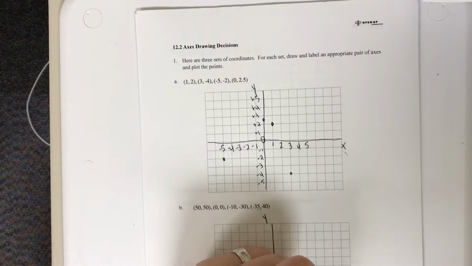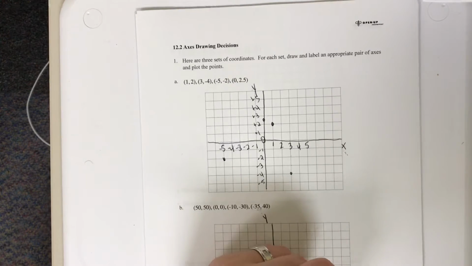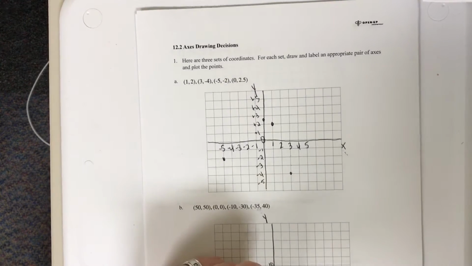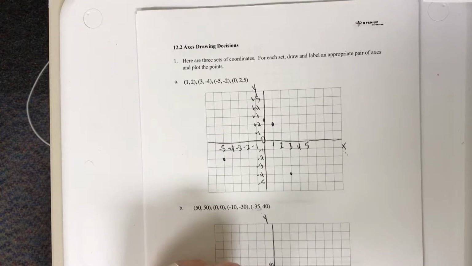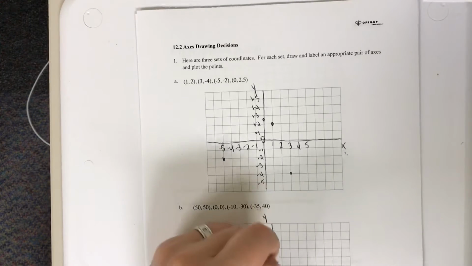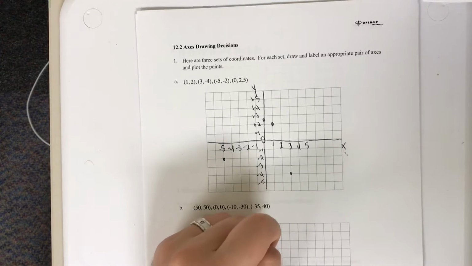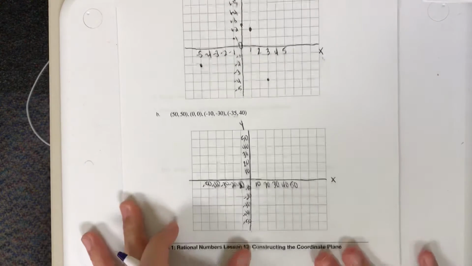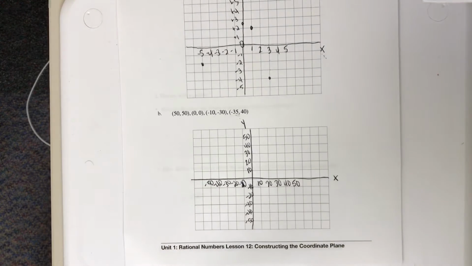So this would be 20, 30, 40, 50, and -20, -30, -40, -50. So I've scaled everything. I'm counting by 10. I want to be able to determine each point individually. When graphing, it makes it easier for me. So that's what I want in this example.